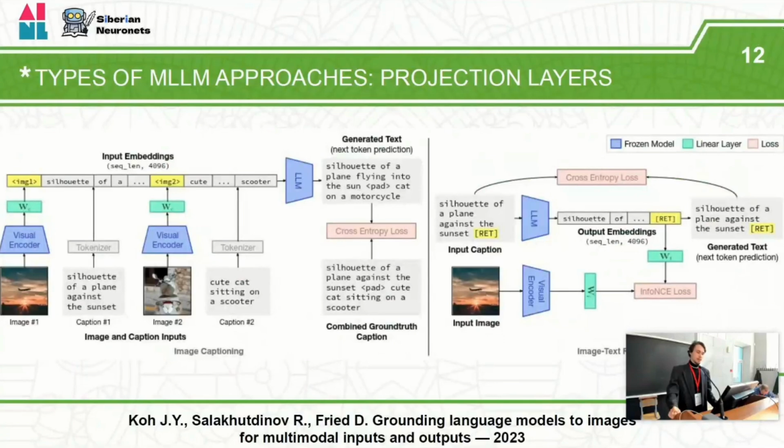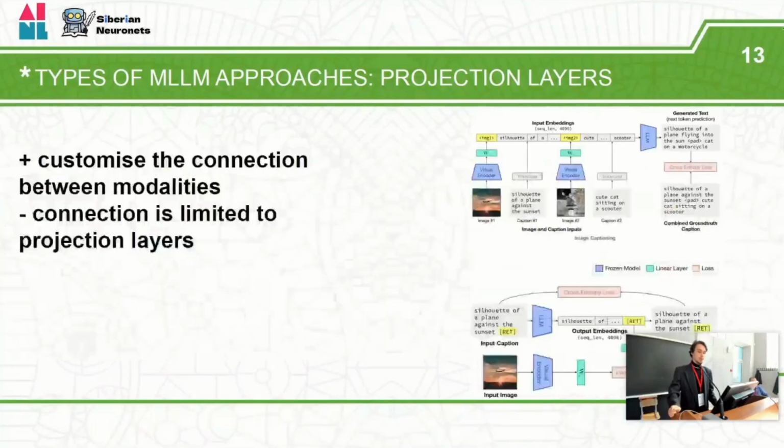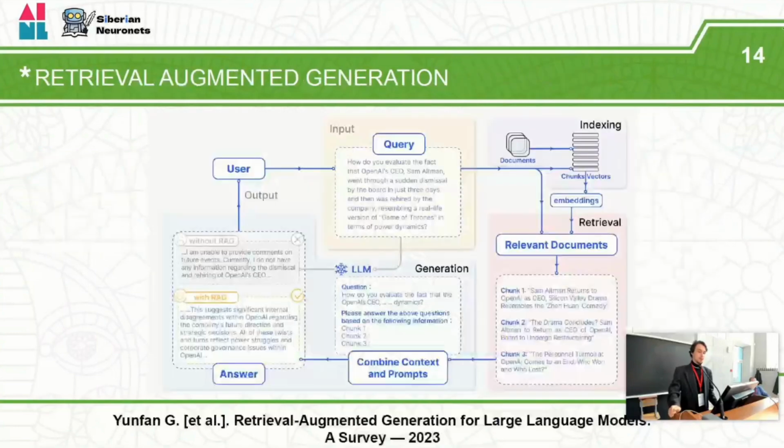And the approach, I think, best known across different solutions is projection layers, where we freeze the LLM and the visual or audio or different types of encoders, I mean their weights, and train only projection layers, which usually consist of a few linear layers with some activations. This approach lets us customize the connection between different modalities, but the connection is pretty limited to the projection layers. And we can also miss some information.